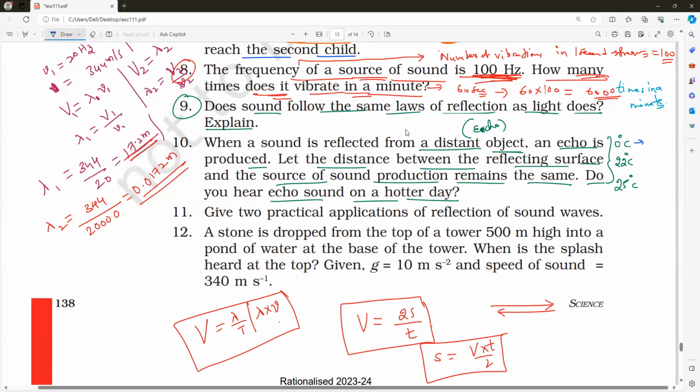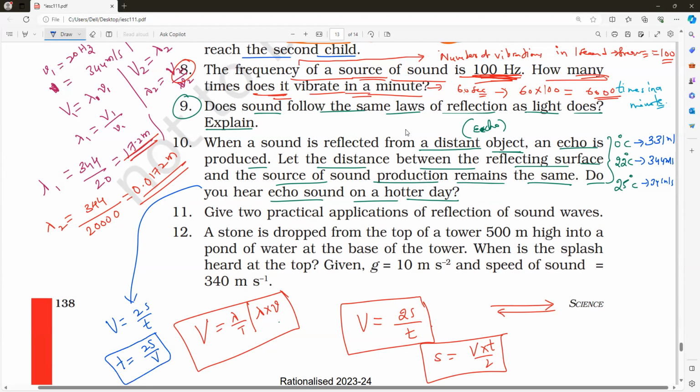At 0 degree Celsius, what is the speed of sound in air? 331 meter per second. At 22 degree Celsius, 344 meter per second. At 25 degree Celsius, 346 meter per second. So can you tell me what is the echo formula? Wave speed is equal to 2s by t. Now time t is equal to 2s by v. Is it right or wrong, everybody?